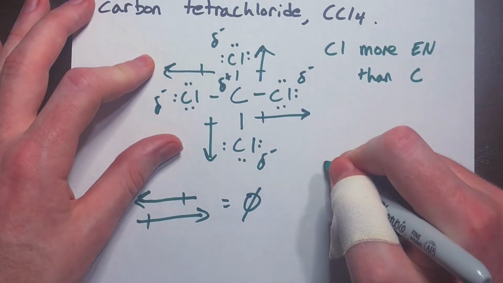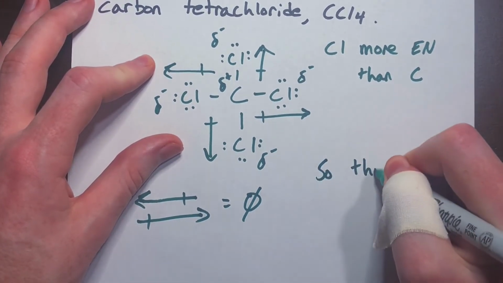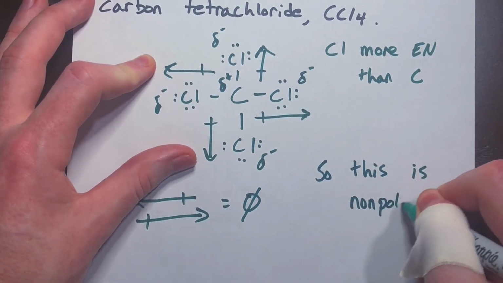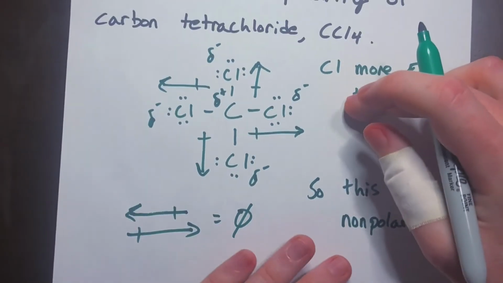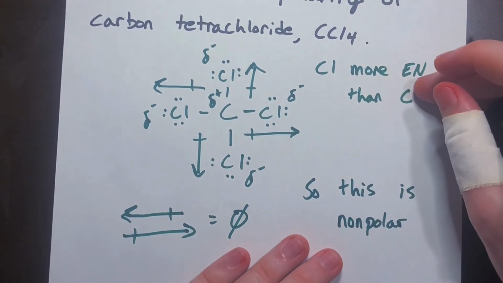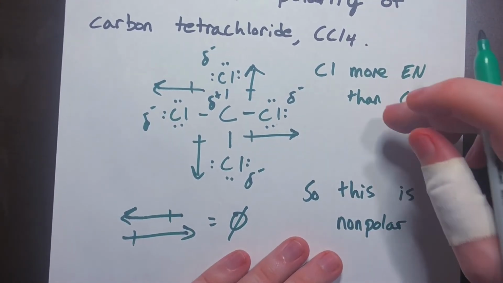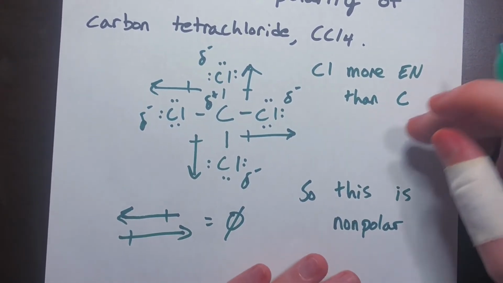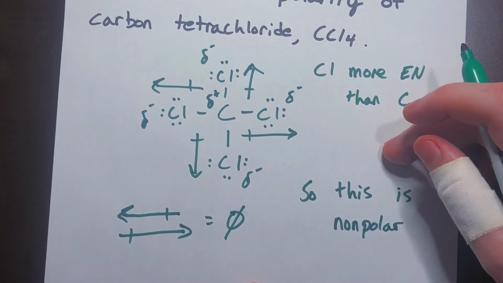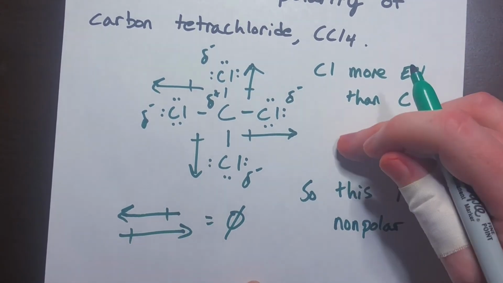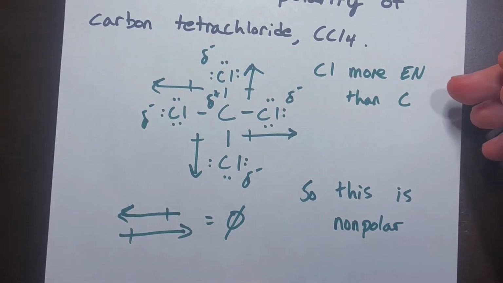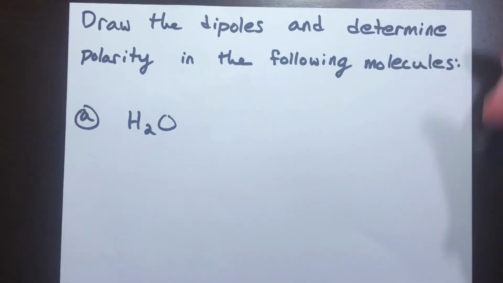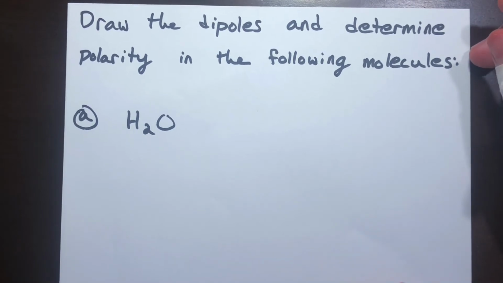So this is in fact nonpolar. It's important to know this molecule is nonpolar even though there are polar bonds. In fact, there are 4 polar bonds and there are 4 dipoles present in carbon tetrachloride, but the dipoles add up together to a 0 result, so the entire molecule is therefore nonpolar. Hopefully this is making sense so far. The rest of the video, I'll just work a few more examples, and that'll be it for today.